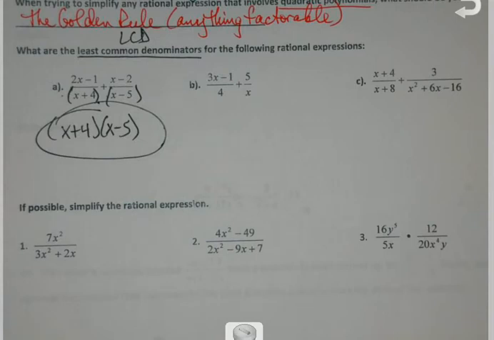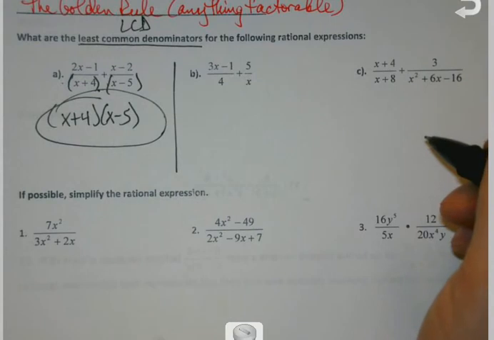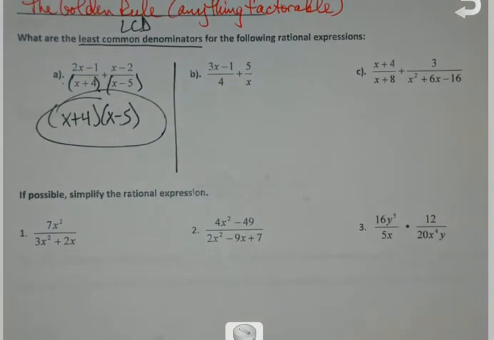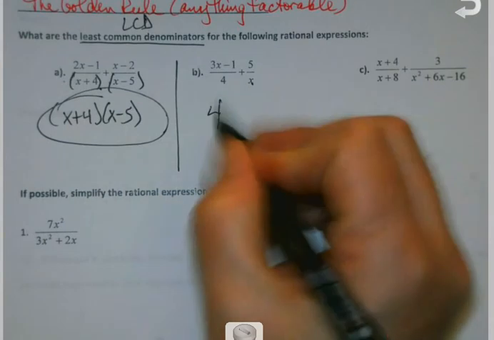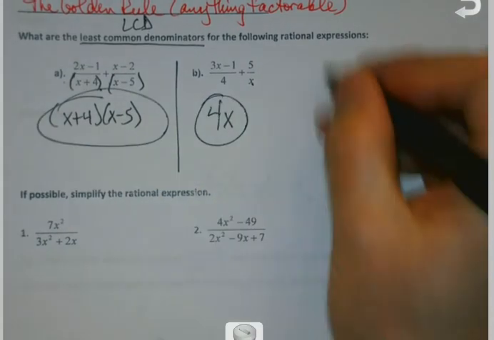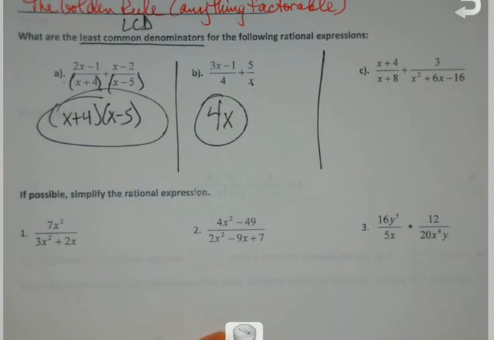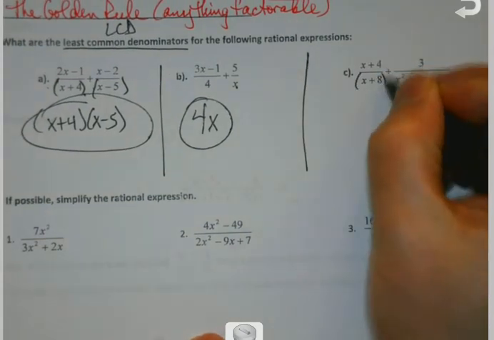What about for letter B? 4x, yeah, because I've got a coefficient 4, I've got a single variable term, x, and there are no sets of parentheses in the denominator this time, so that's it. Okay, that one's ready to go. Now the last one, this could get a little more interesting.